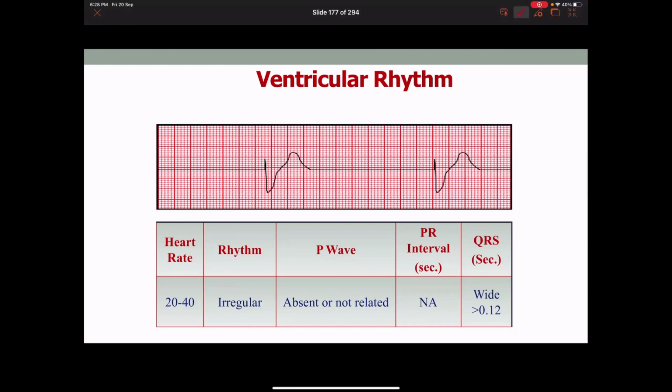Honestly, this one is really low yield. I don't know, you've probably never heard of it before. Very low yield. It's also coming from the ventricles. That's why the QRS looks very weird. Just know it in case it comes.